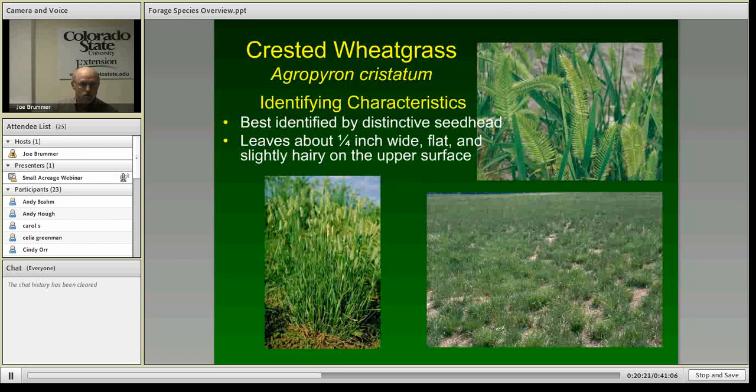Many of you have probably seen crested wheatgrass. It's identified probably best by its distinctive seed head. There's hardly any other grass out there that has that type of seed head. The seeds grow outward from the two sides of the stem, and it produces a fan-shaped seed head, I guess I would describe it as.